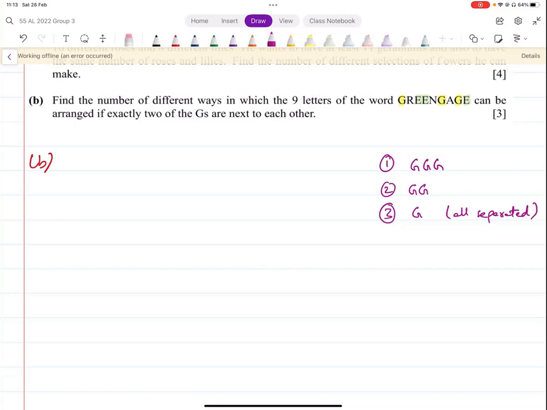So what we could do here is find the total number of cases and subtract from that this case and this case. That's a pretty easy way of thinking about this. What's the total number of cases? The total number of ways without restrictions. What is that going to be?